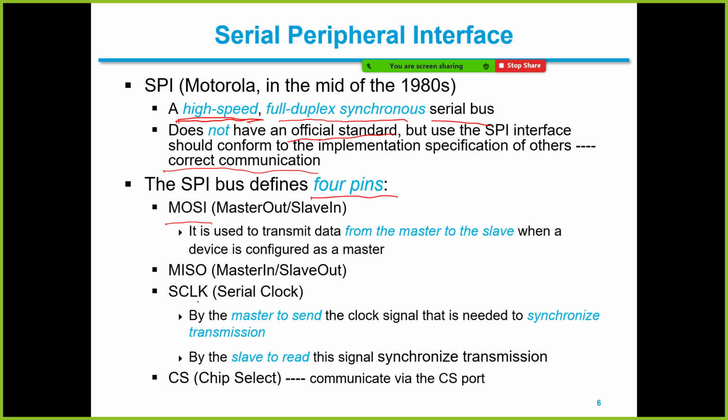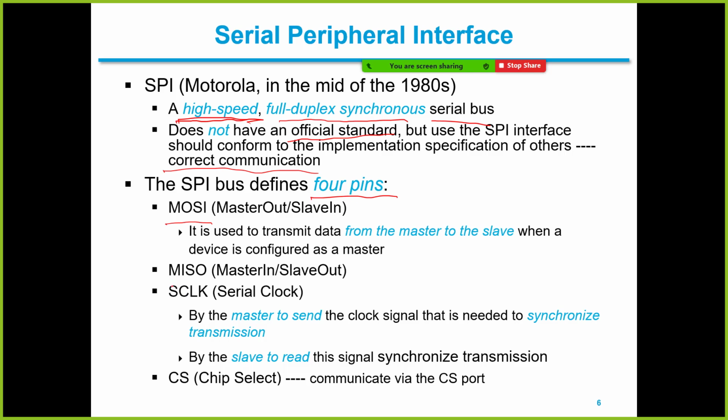And this pin is used to transmit data from master to the slave. One device is configured as the master. So it's easy to understand, right? Based on the name, right? Master out, which means the master device is transmitting data. It's sending data out. And slave in, right? So it means it's receiving data. So the data is coming in.